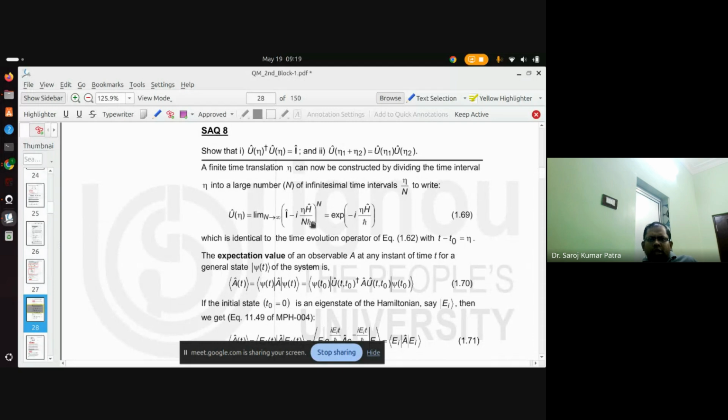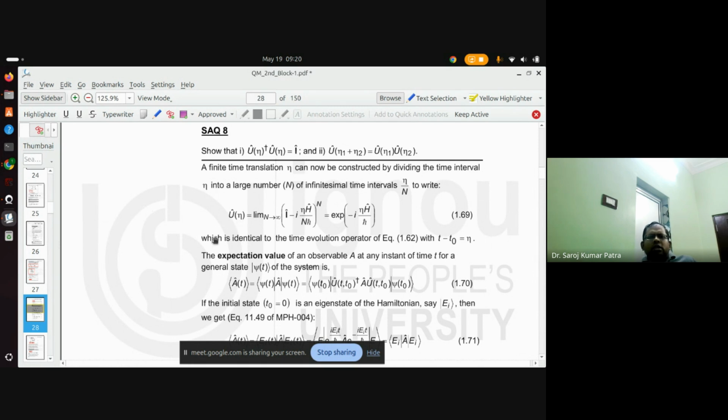Now, similar to what we have done in the case of rotation as well, a finite time translation, this is very important, a finite time translation eta can now be constructed by dividing the interval eta into a large number N of infinitesimally small time intervals, which is eta by N. Because if N goes to infinity, then eta by N will be very, very small, right? And in the first argument, we are telling that the time translation is for a very small interval of time.